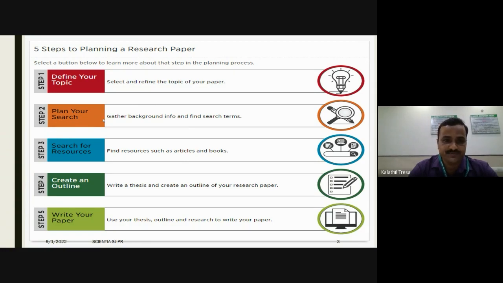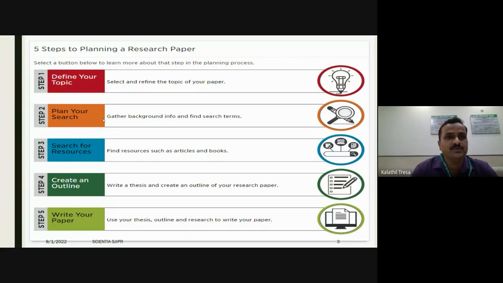After performing the 3 steps, we go to step 4, which is the most important, that is, create an outline of our research paper. We have to create this outline stepwise, which we are going to discuss. And after creating the outline, the last step is to write your research paper. After creating the outline, we can write a research paper in the following steps.